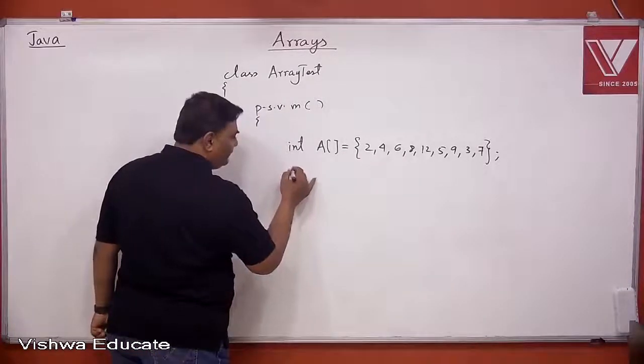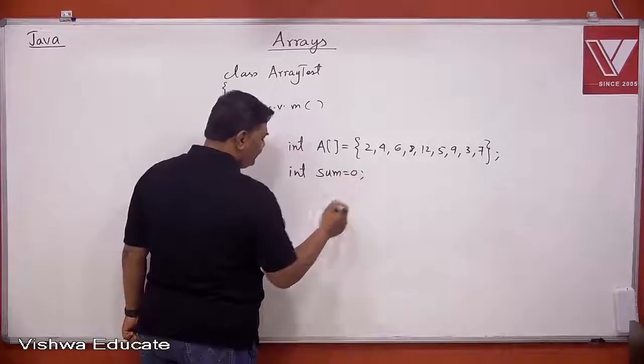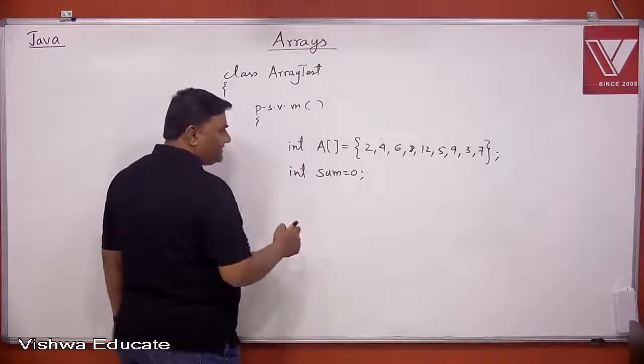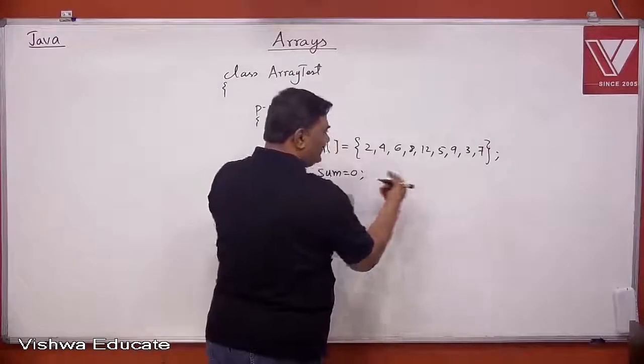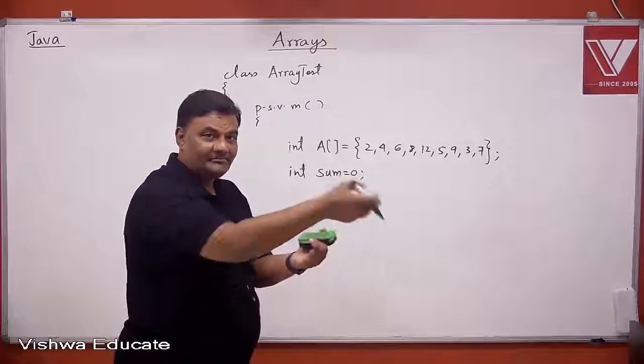Then I want to find the sum of all the elements. So I should take sum as 0 initially. Then how can I add all these elements? I cannot add all the elements at once, so I have to go on adding one element at a time to sum, right?